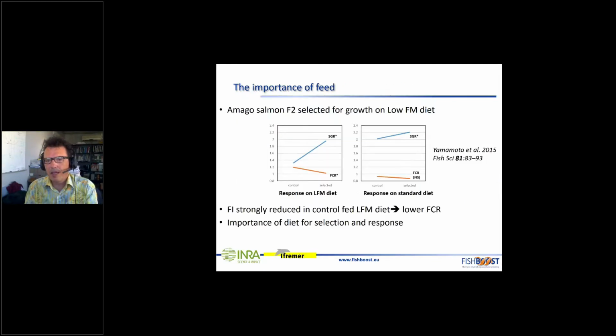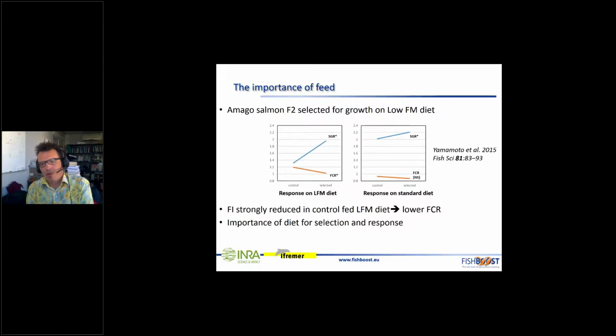One thing we have to take care of also is the feed that we are using. Here you have an experiment on Amago salmon, which was selected for growth on a low fish meal diet. And if you look at the response to selection on the low fish meal diet, you see the increase in standard growth rate and the decrease in FCR. But if you look at the response on the standard diet, the increase is very much smaller, but still significant for growth rate, and the tendency to decrease FCR is not significant.